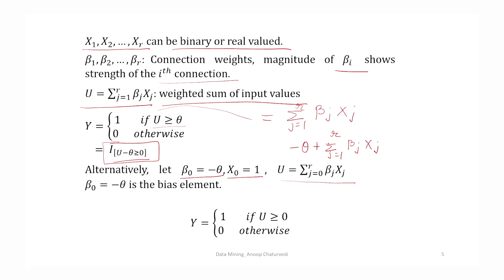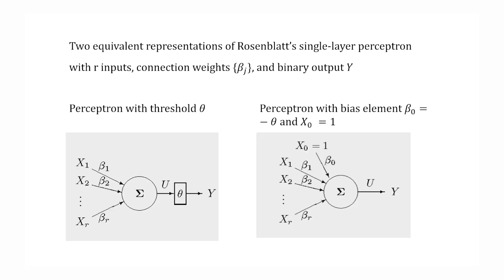So, minus theta plus summation j equal to 1 to r beta j x j, and then you are writing minus theta equal to beta naught. So, this is equal to beta naught and x naught is equal to 1. So, beta naught x naught plus summation j equal to 1 to r beta j x j. So, you can write it as summation j equal to 0 to r beta j x j. Now, these are the two equivalent representations of Rosenblatt's single layer perceptron with r inputs and connection weights beta j's, and then you have a binary output y.